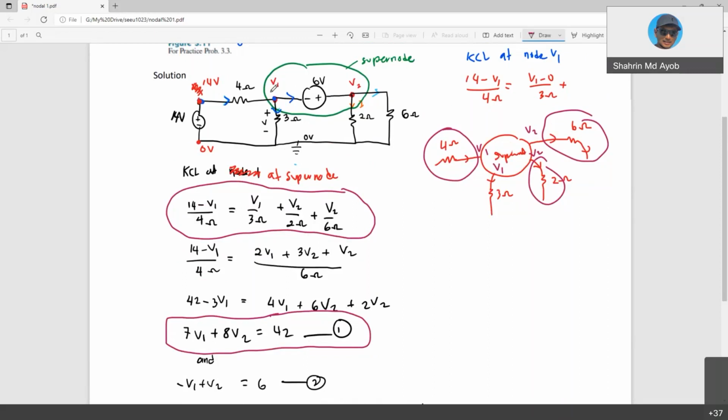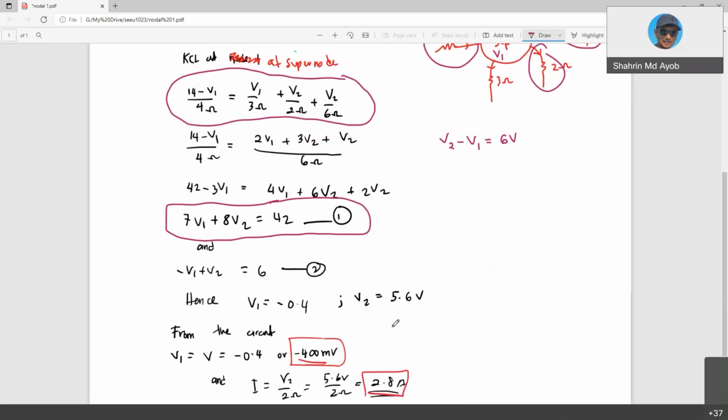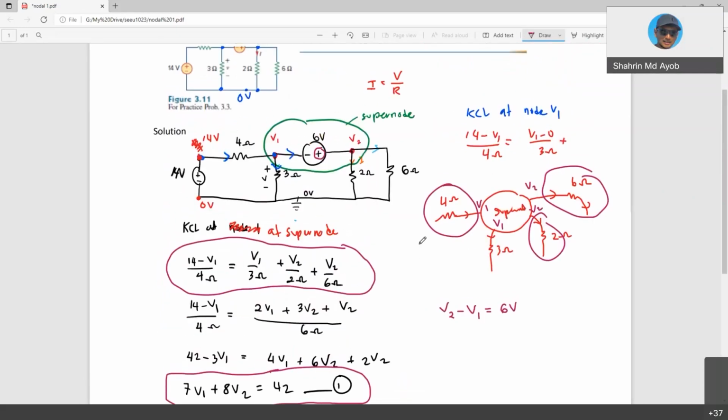The second equation usually comes from the supernode itself, the relationship between V2 and V1. As you can see, the positive polarity is at V2, so I usually write my equation V2 minus V1 is equal to 6 volts. So this is my second equation that comes from inside the supernode. Now I have V1 and V2 for the first equation, and also V1 and V2 for the second equation.